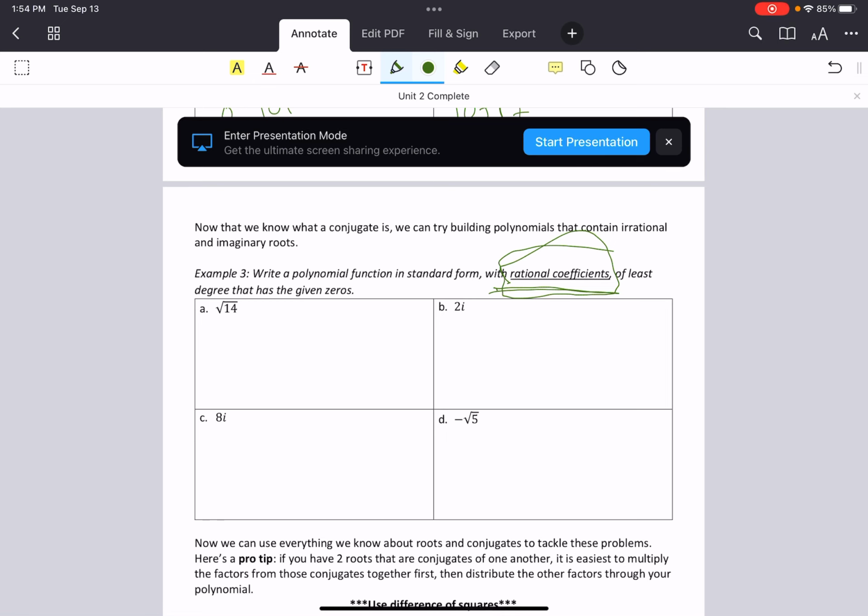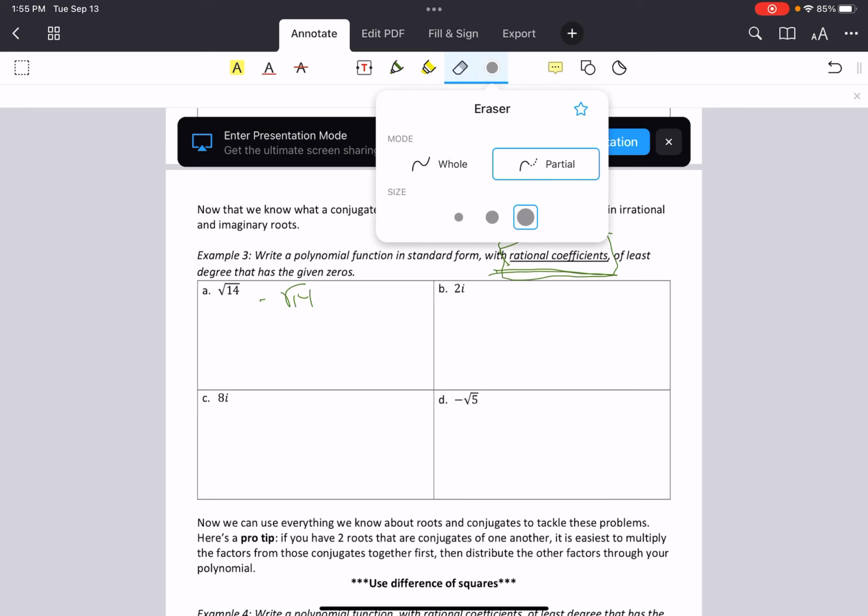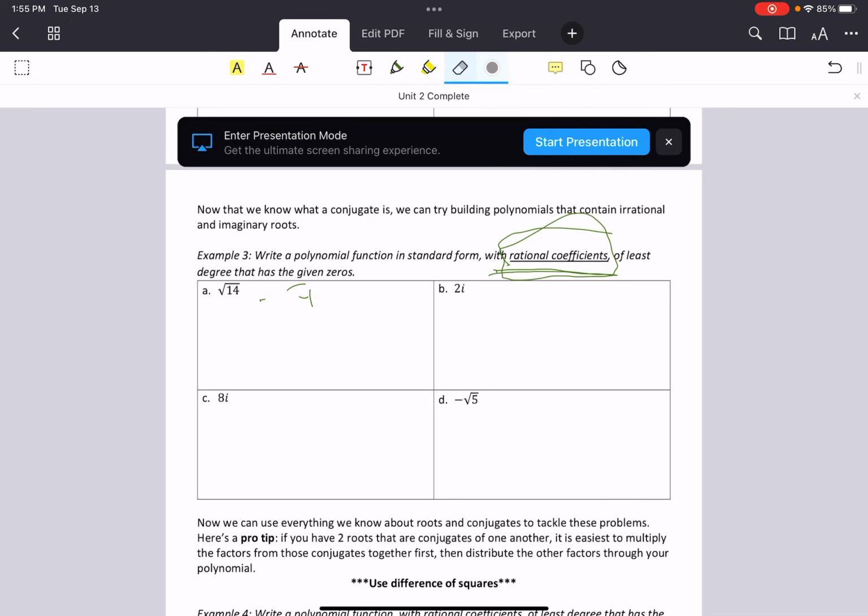Yeah. Okay. Negative square root of 14 is also a root. So again, even though they only gave me the square root of 14, I know that the negative square root of 14 is also a root. So now it asks for the polynomial in factored or standard form. So let's start by putting it into factored form.